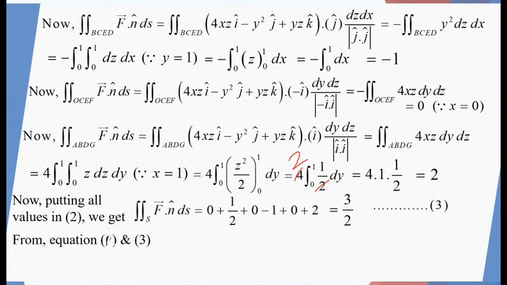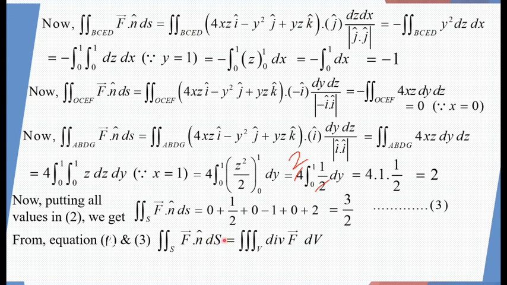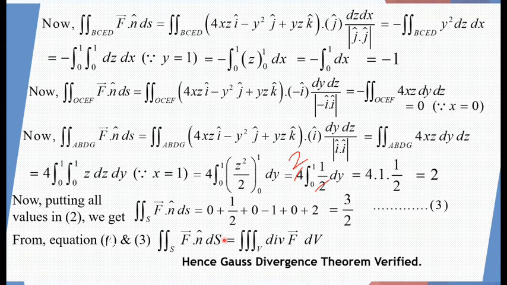Now see equations 1 and 3. We can write the double integral over S of vector F dot n cap dS is equal to the triple integral over V of divergence of vector F dV, which is equal to 3 by 2. So this is the statement of the Gauss divergence theorem. So we can say the Gauss divergence theorem is verified.